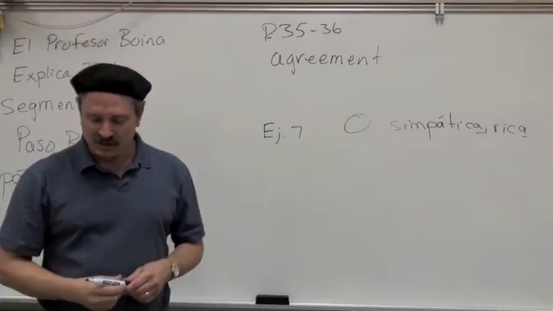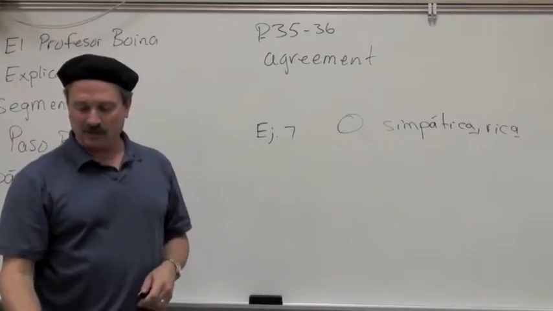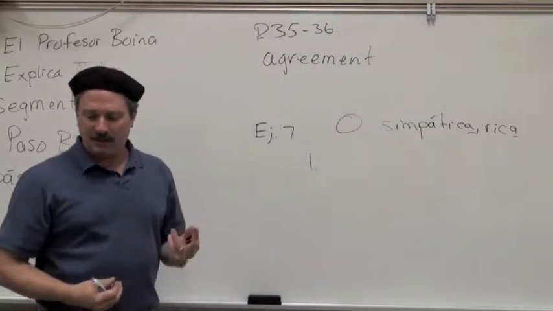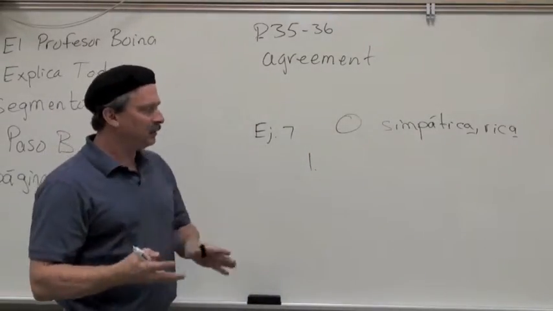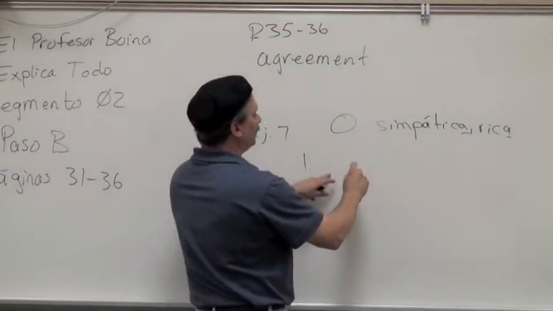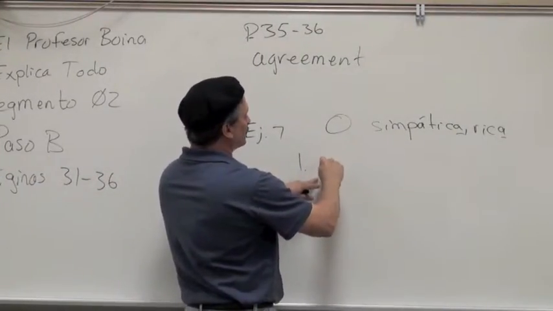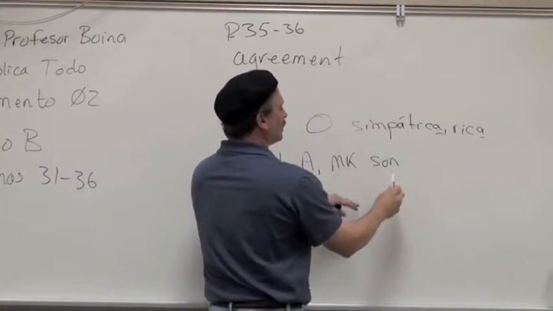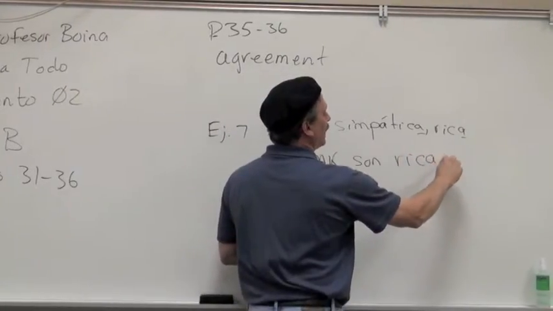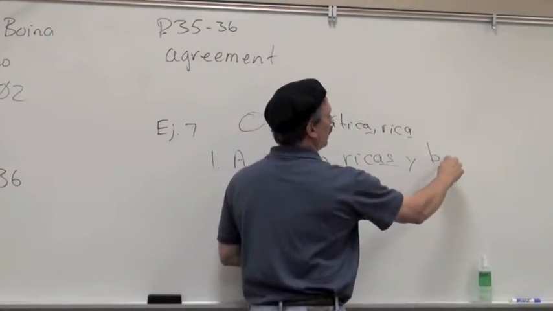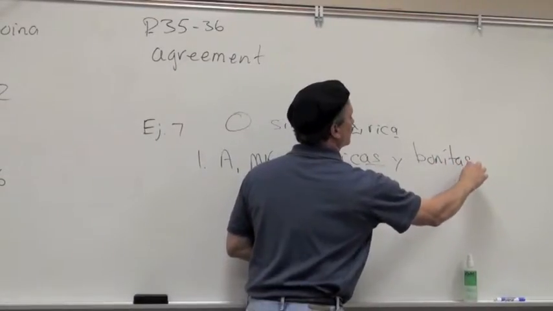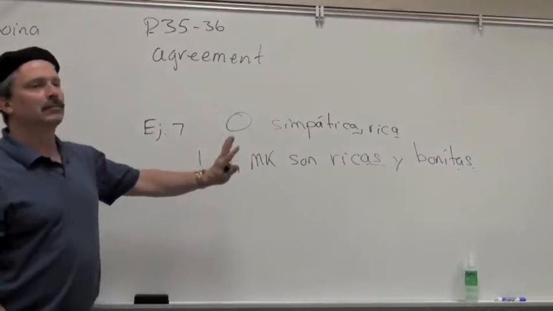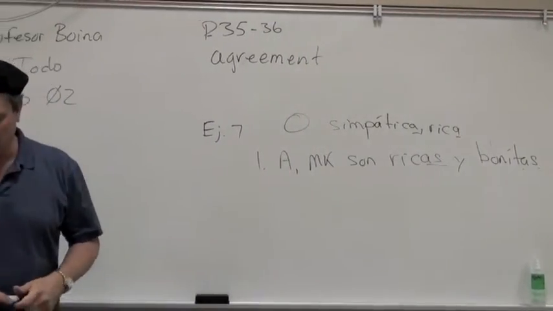So we have Ashley y Mary Kate Olsen. We have rico y bonito. Now, I have 2 females. So rico means rich, bonito means pretty, but I have to use the feminine plural form. So Ashley y Mary Kate Olsen son, because there's more than one, ricas y bonitas. Ricas y bonitas. Feminine, plural. Muy bien.